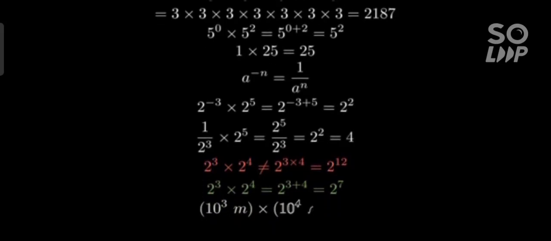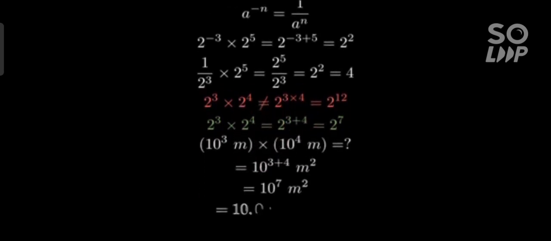If you have 10 to the 3rd meters times 10 to the 4th meters, what's the result? Using our law, we add the exponents, 10 to the 7th meter squared. This is useful in physics and engineering calculations.